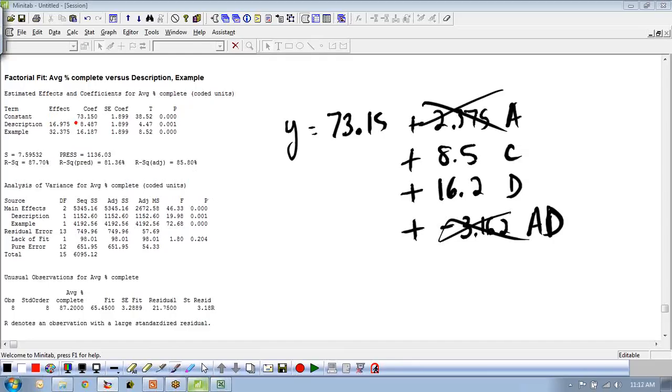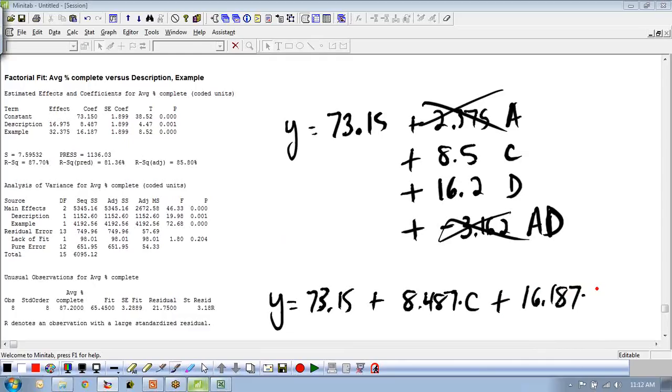The model is: constant is y equals 73.15, that doesn't change, plus 8.487, that changed slightly, times C, plus 16.187 times D. That's pretty easy. So we can actually predict now our percent, remember Y is percent complete, based on those different things.